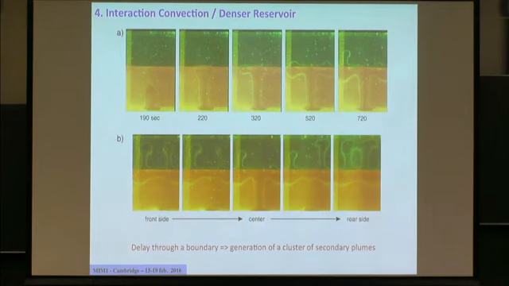So in the lab, the only thing that we can do is to introduce 2 layers of different densities, so they will stay stratified. And you see that in this case, you can have a plume coming up. It's going to be delayed or stopped at the interface, but still it's hitting the upper layer, so you're going to have the generation of secondary plumes. And in this case, you're going to have several of them, so it's a good way to generate a cluster of secondary plumes.